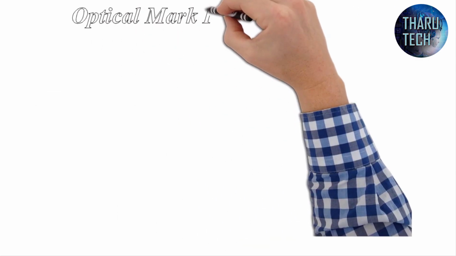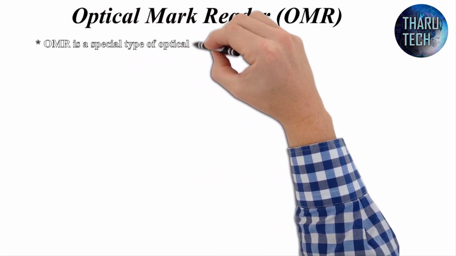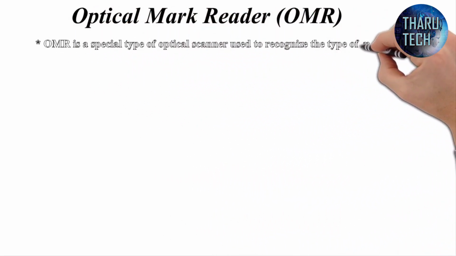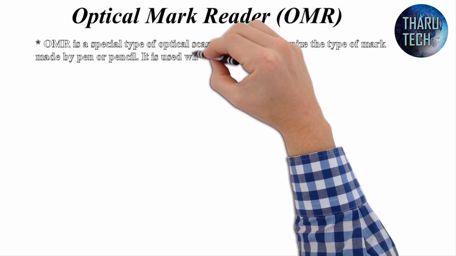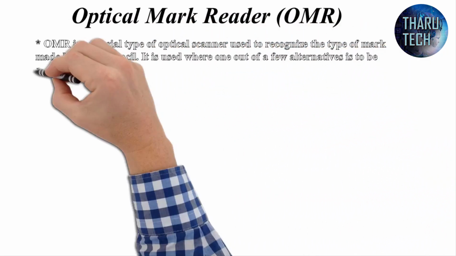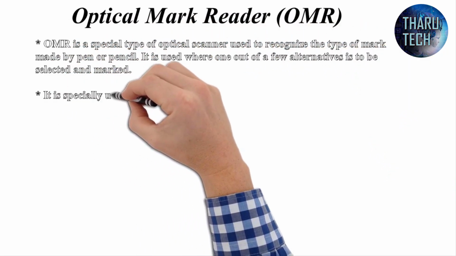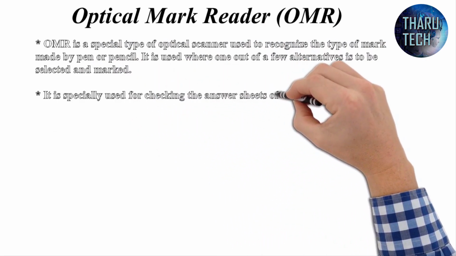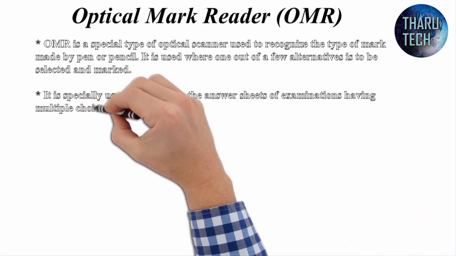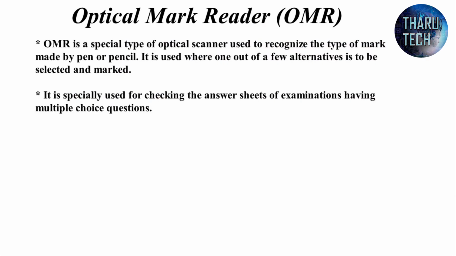Optical Mark Reader, OMR. OMR is a special type of optical scanner used to recognize the type of mark made by pen or pencil. It is used where one out of a few alternatives is to be selected and marked. It is specially used for checking the answer sheets of examinations having multiple choice questions.